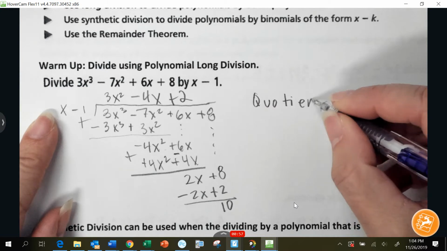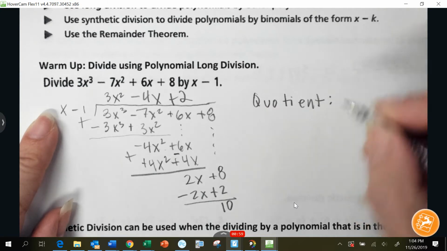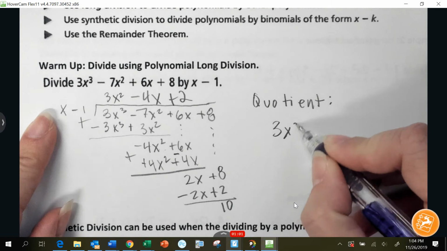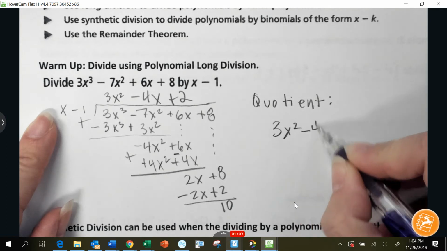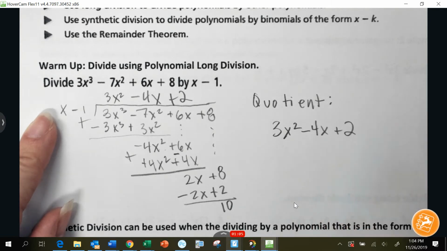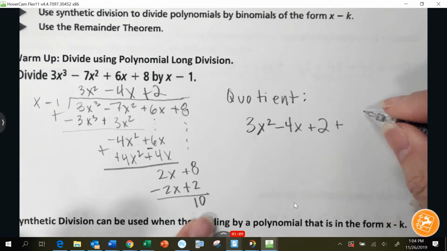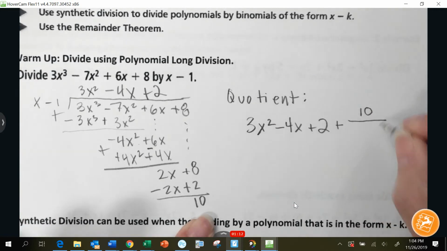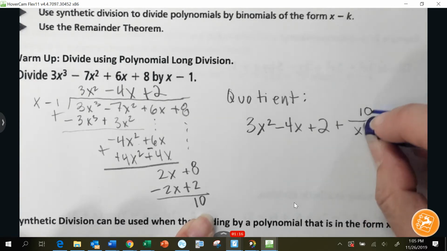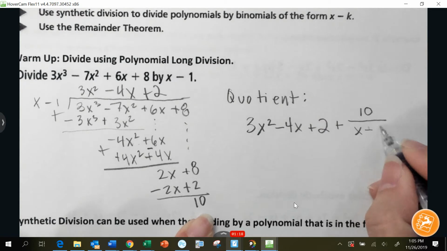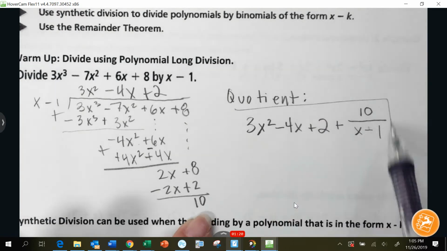did I make a mistake? Because you know I do. Oh, I said 2001. So then from here we add on a fraction of the divisor, 10 over x minus 1 for our remainder.